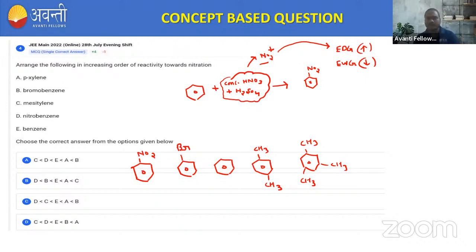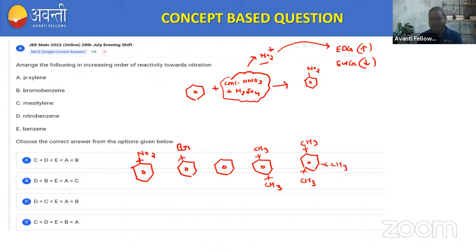Now, out of these, the maximum number of electron donating groups is present in this compound, that is 3. Then comes this one with 2. In this, there is no donating group, but also no withdrawing group is present, right? So neither withdrawing group nor donating group is present. In this, we have one withdrawing group, bromine, and here we have a withdrawing group, NO2. NO2 is a highly withdrawing group as compared to Br.